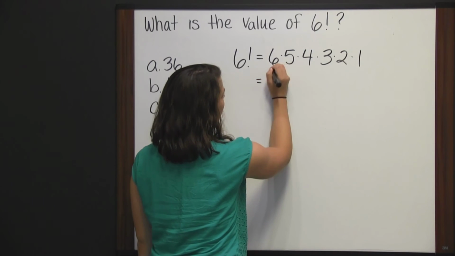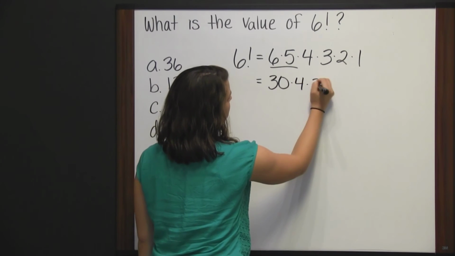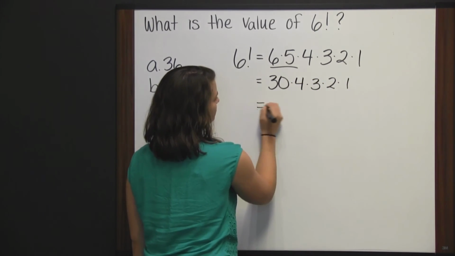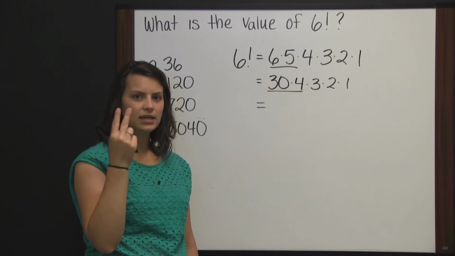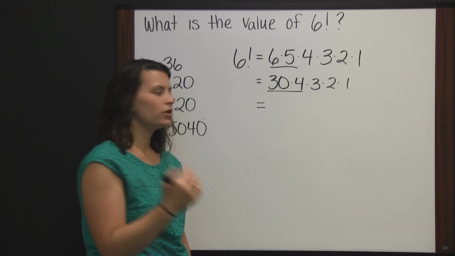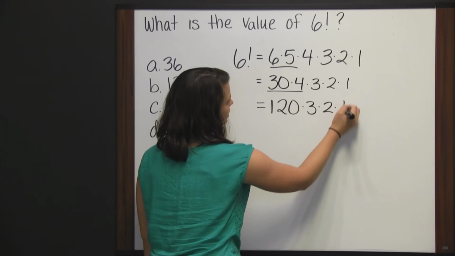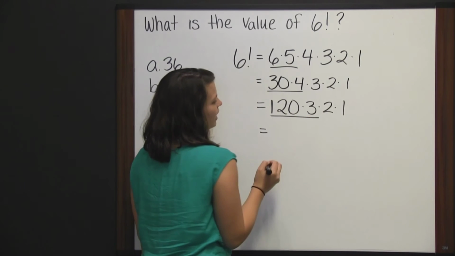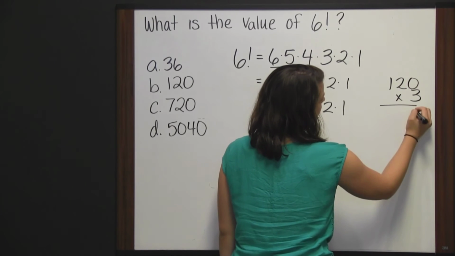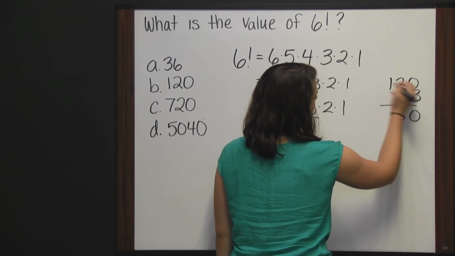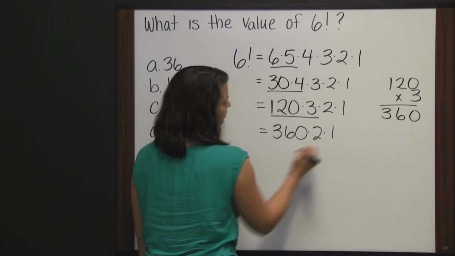So we have 6 times 5, which is 30, times 4, times 3, times 2, times 1. Then we can multiply 30 times 4. We have 30, 60, 90, 120. So 30 times 4 is 120, times 3, times 2, times 1. Then 120 times 3. 3 times 0 is 0. 3 times 2 is 6. 3 times 1 is 3. So 360 times 2 times 1.